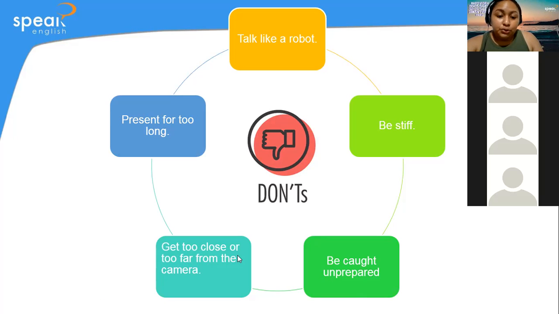Then don't get too close to or too far from the camera. Just make sure that we can get a good look at your faces on your evaluation days. And the last one, don't present for too long. You will have 10 minutes for your presentation, okay? So you can even take a little bit less than those 10 minutes, but let's try to stick to those 10 minutes, to not talk longer than that, so that everyone gets a chance to explain their topics well, and so that your audience doesn't get bored either.